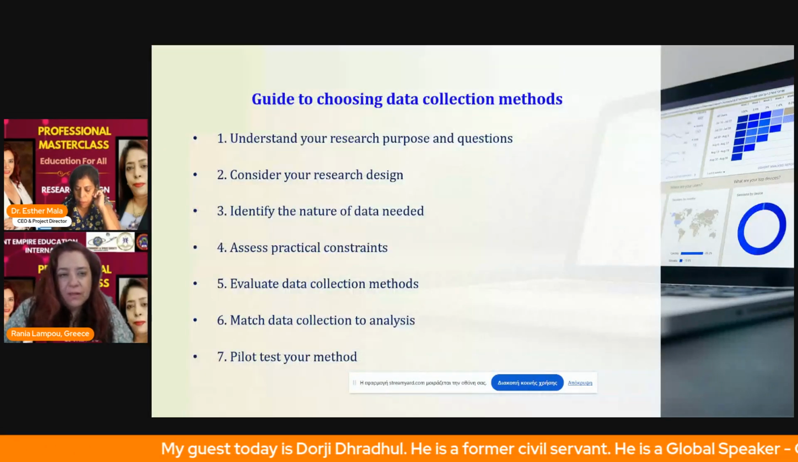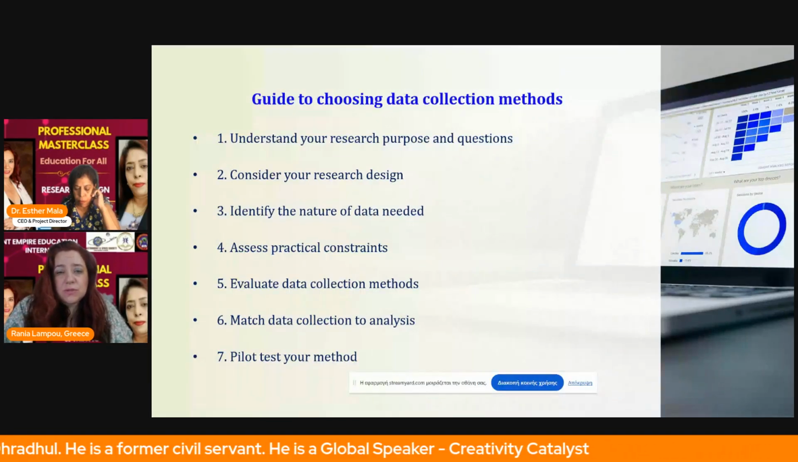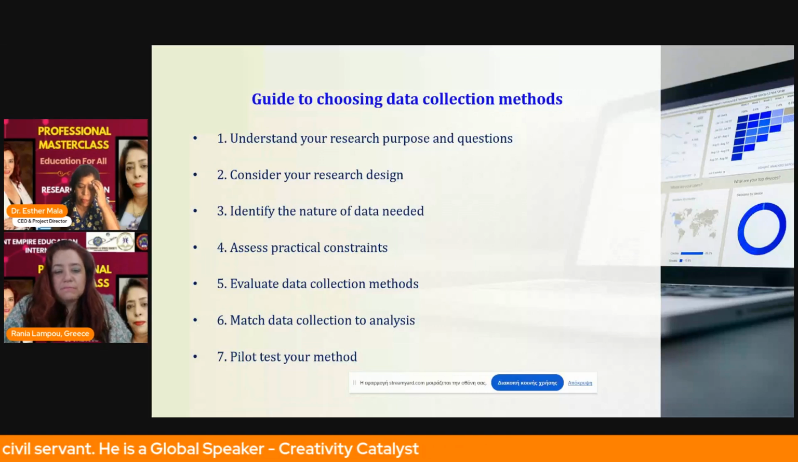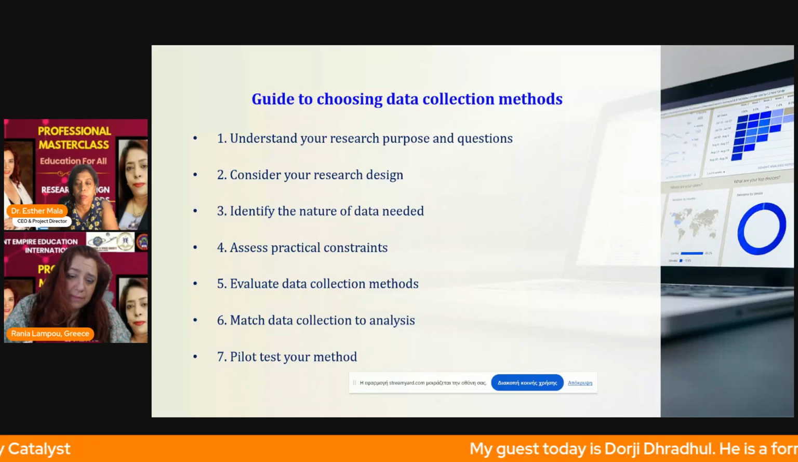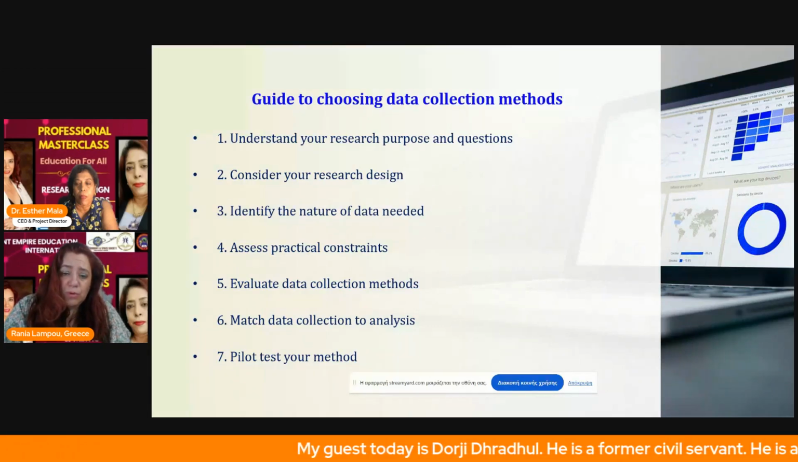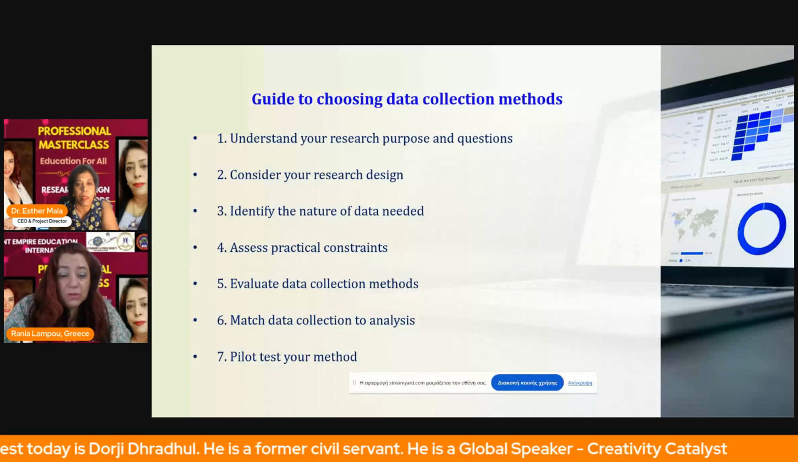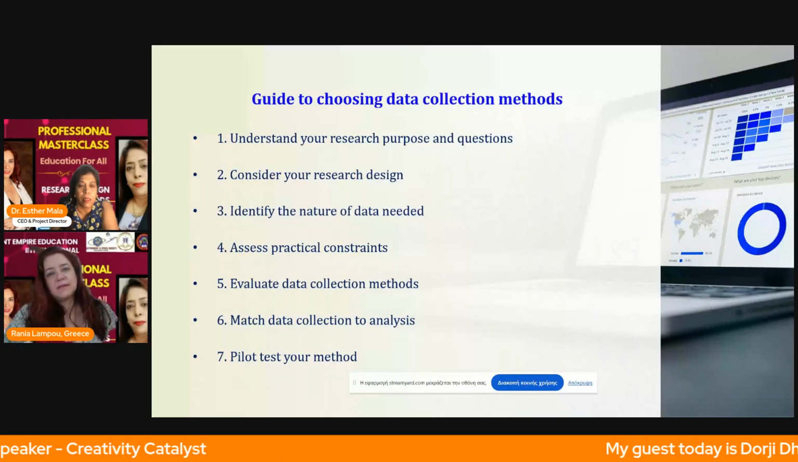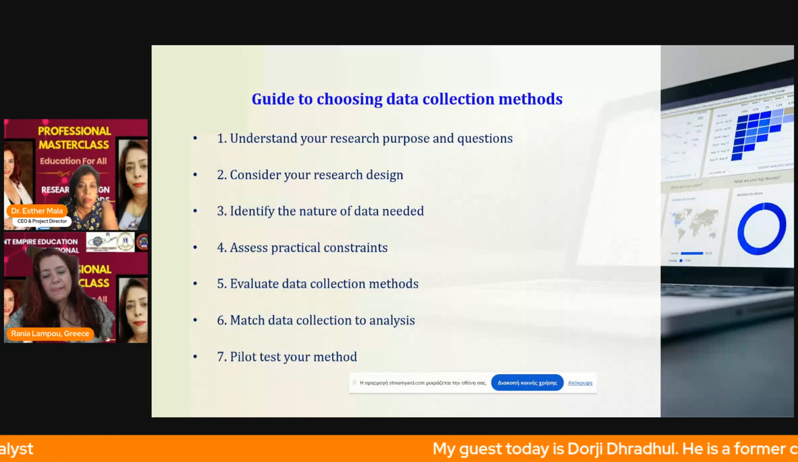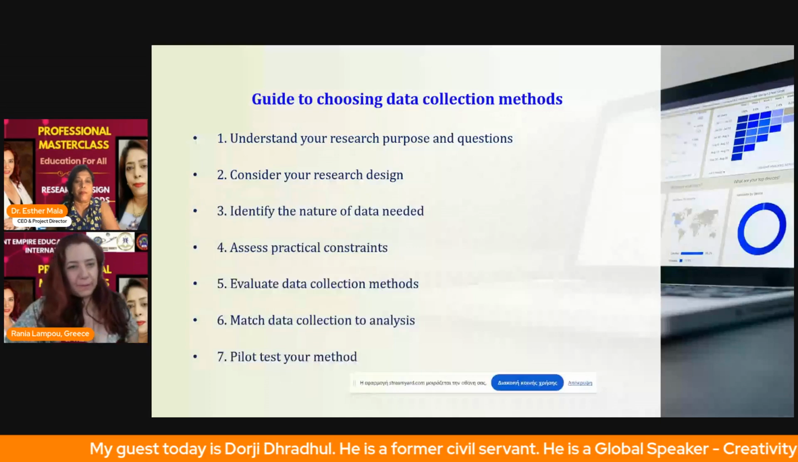So here is a guide to choosing data collection methods. You need to understand first your research purpose and questions. If you want to describe characteristics, then you want to go for a descriptive method. If you want to explore a new area and generate hypotheses, then exploratory. If you want to explain relationships or causes, then explanatory. And if you want to assess effectiveness or impact, then you're going to adopt the evaluative data collection method. Your purpose shapes the best data to collect.